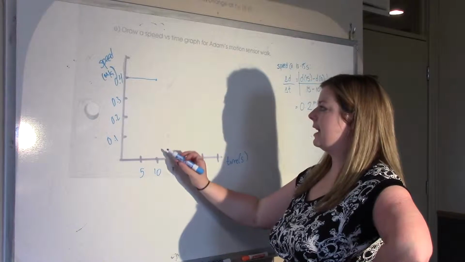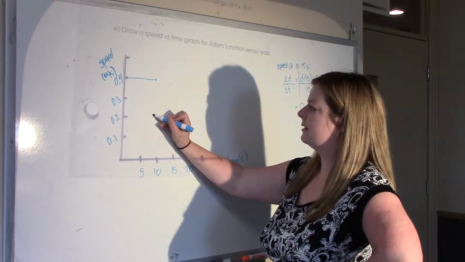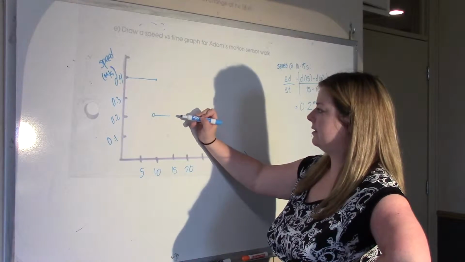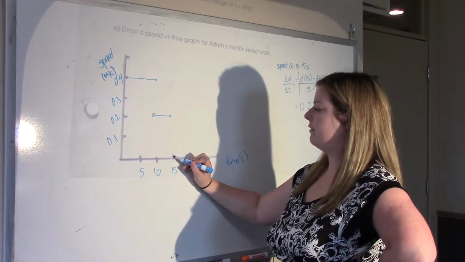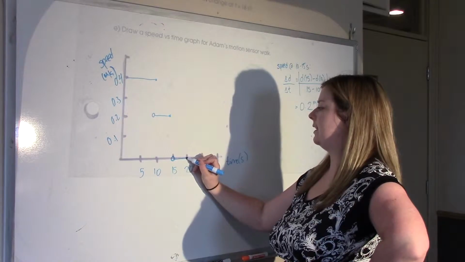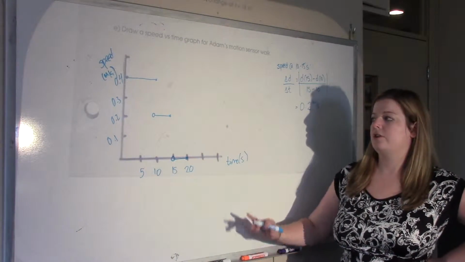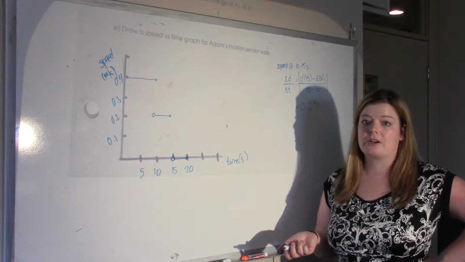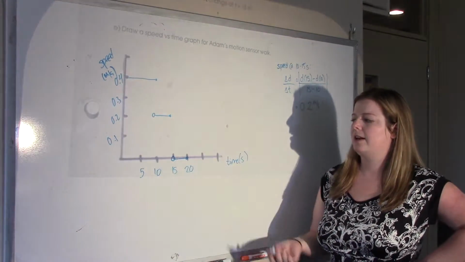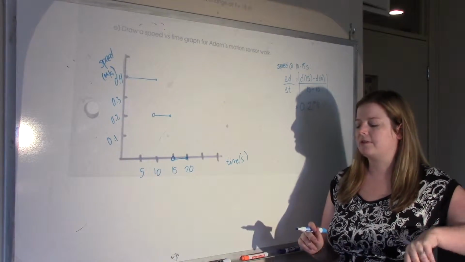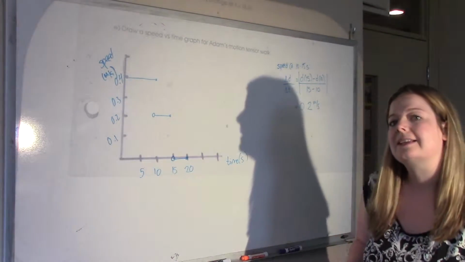And then from 10 seconds to 15 seconds, this is a piecewise function here, okay? You're at 0.2. And then from 15 seconds to 20 seconds, your speed is 0. So this is what is called a step function, okay, because it looks like steps. So it's a special kind of piecewise function where you only have horizontal lines. So that is the lesson for today.